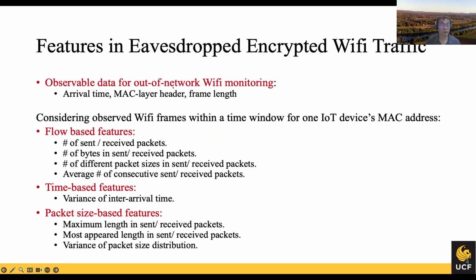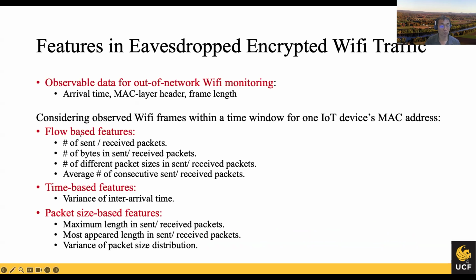Basically, we observe what we call out-of-network Wi-Fi traffic. What we observe is just the encrypted Wi-Fi frames going through this Wi-Fi channel. What we can observe is just the frame length and also the MAC layer header, so the source MAC address and destination MAC address are known, and also the time of the frame. When we do this profiling, we use a machine learning algorithm to do the classification.